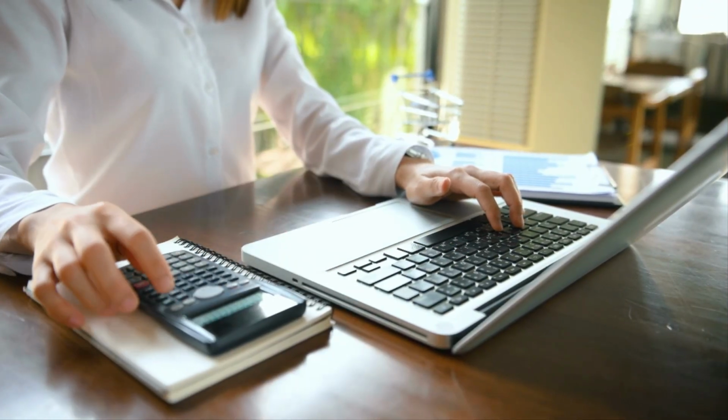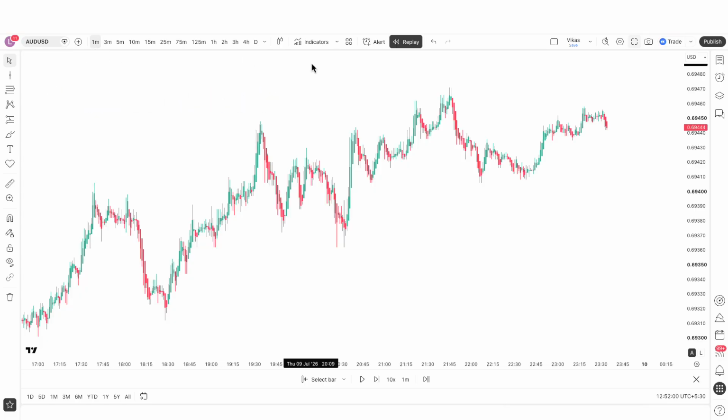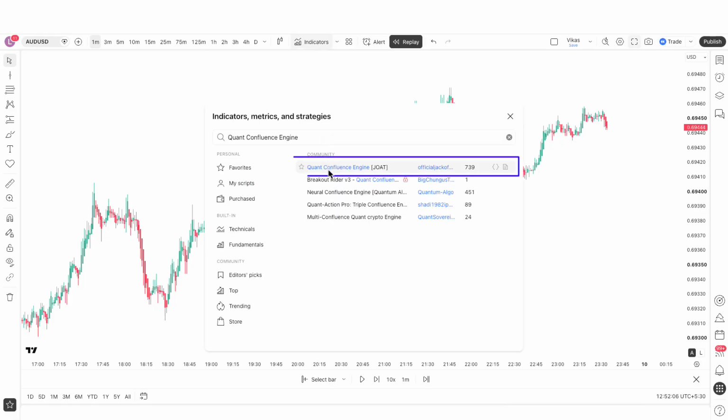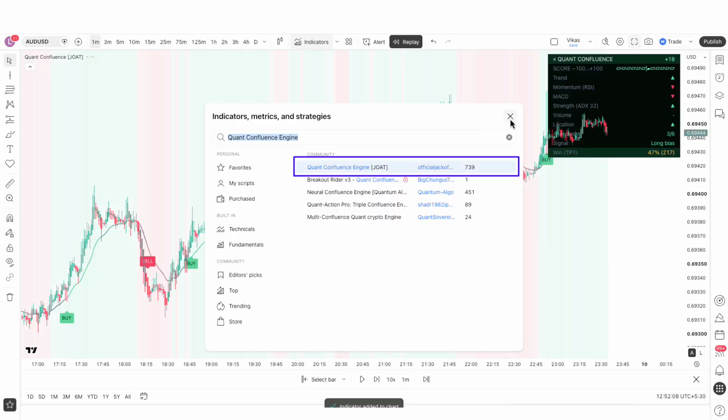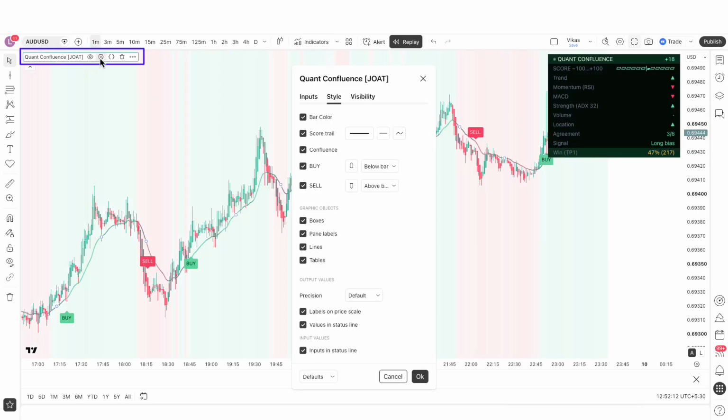Let's start the video. We open the AUD/USD 1-minute chart, and don't sweat the time frame either. Head over to the Indicators tab and search for the Quant Confluence Engine. Select the indicator made by official Jakov and add it to the chart. Now the indicator settings change for perfect signals.